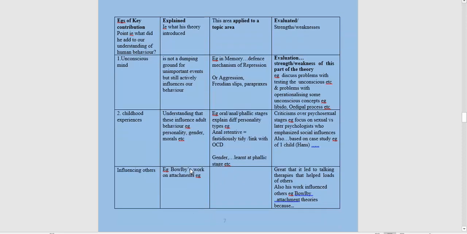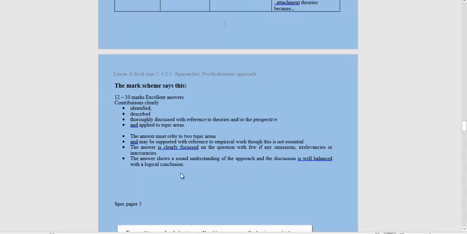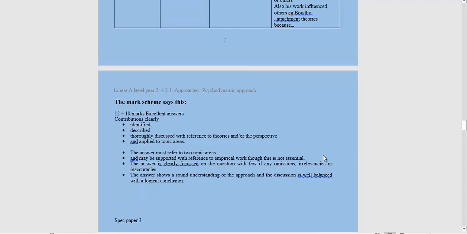Okay, so that's that. If you have a look at the mark scheme, basically the mark scheme is saying contributions identified, described, thoroughly discussed and applied to different topics. The answer must refer to two topics because that's what they asked for. And where possible a little bit of empirical evidence, although obviously with Freud we don't have a huge amount of empirical work to support it, but we do have some. We also need reference to his concepts, which should be in there. And the discussion should be well balanced, so what's good and what's bad, what positive strengths and what weaknesses he has contributed, I should say.